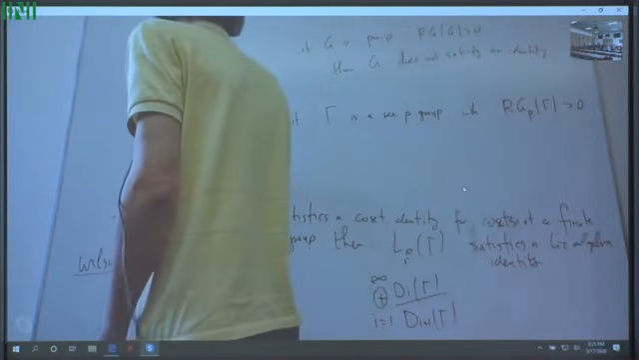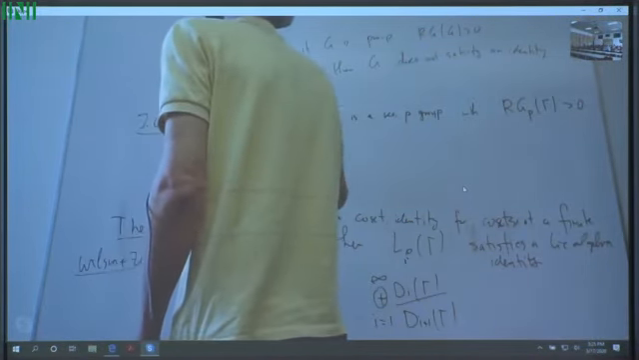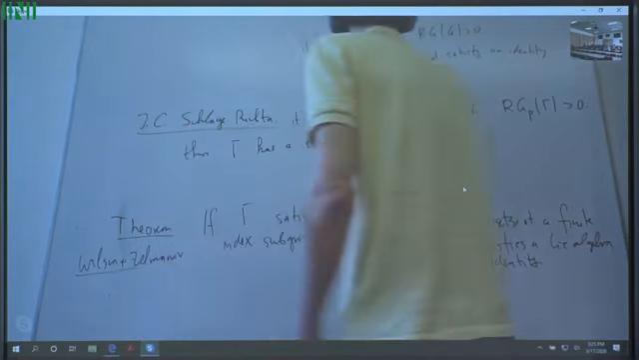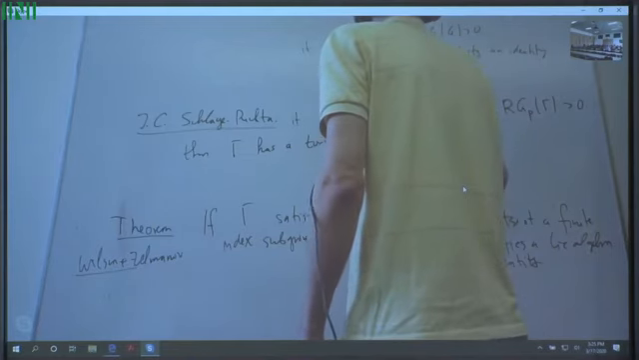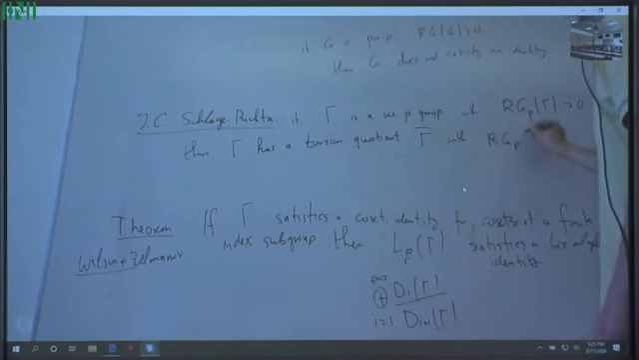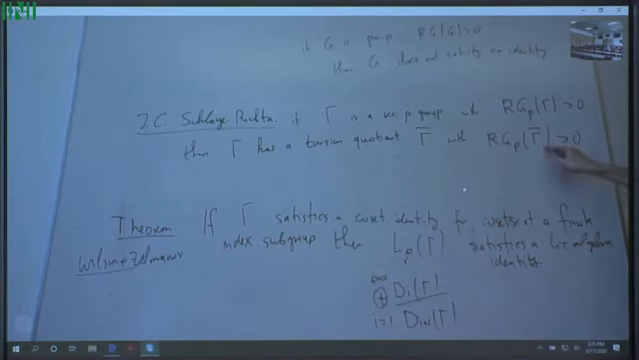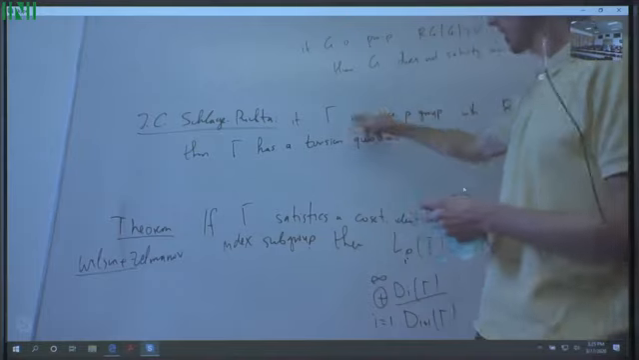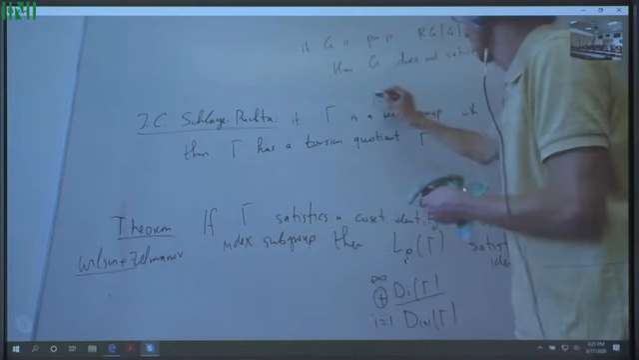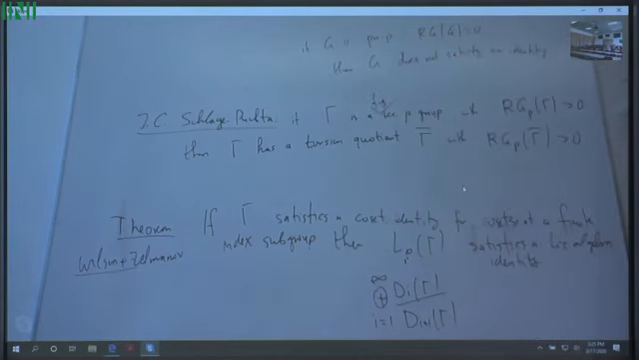Then gamma has a torsion quotient, gamma bar, with the same property, such that the mod p gradient of gamma bar is positive. The way it's written in his paper, his theorem is for free groups, but actually it applies to any finitely generated residually p group. So if you just follow his proof, you get this.